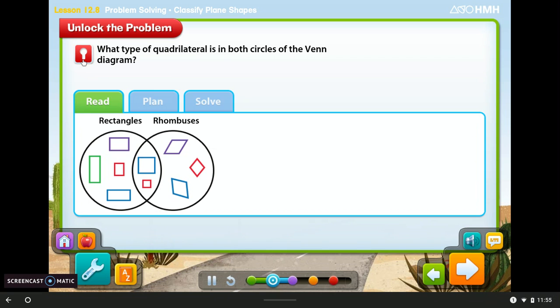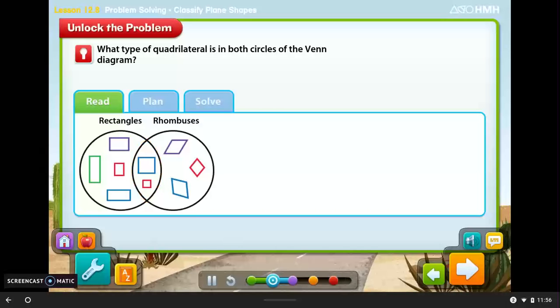Okay, so this is called a Venn diagram, and as you can see, the left circle says rectangles and the right circle says that those are rhombuses. Now there's a little part in the middle of the circles, which means that it's both a rectangle and a rhombus. Okay, so that's the information that we're going to be using. So we're going to do a three-step problem. We're going to read, we're going to plan, and we're going to solve.